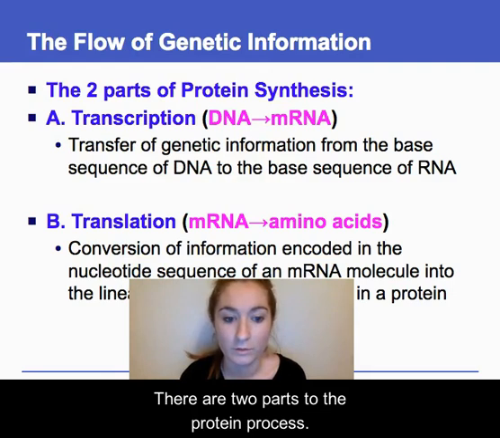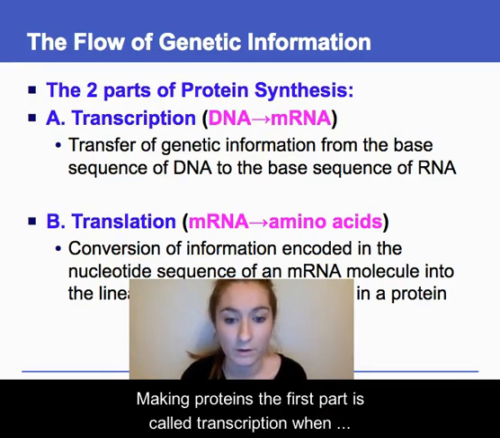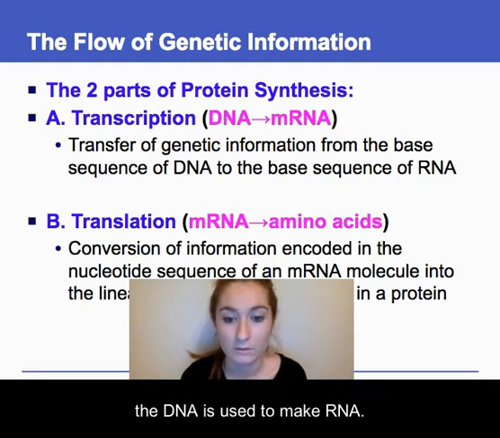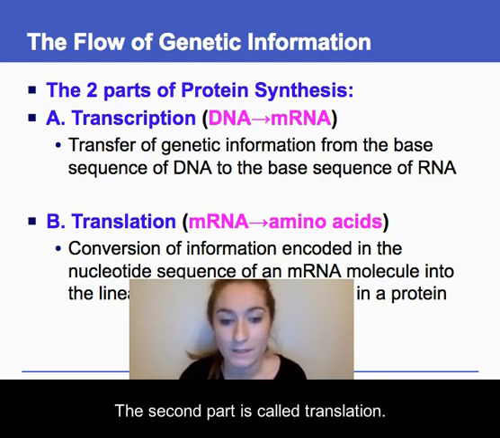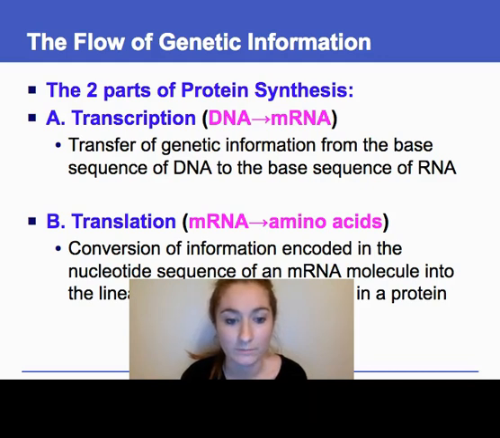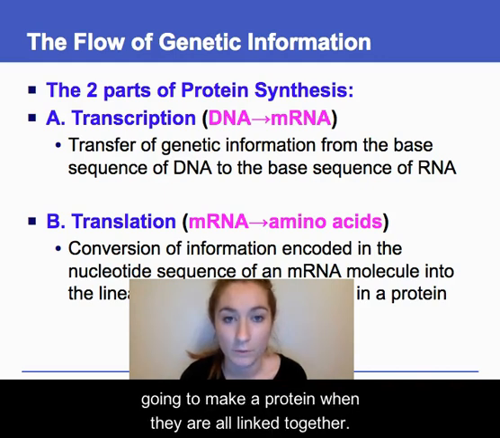There are two parts to the protein process. In making proteins, the first part is called transcription, when the DNA is used to make RNA, specifically messenger RNA for this situation. The second part is called translation. This is when that RNA is coded for amino acids, which is then going to make a protein when they are all linked together.